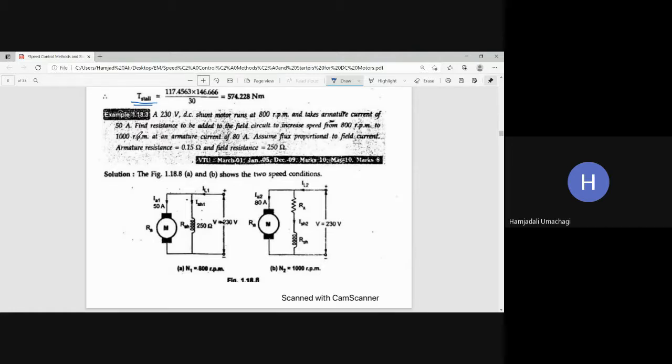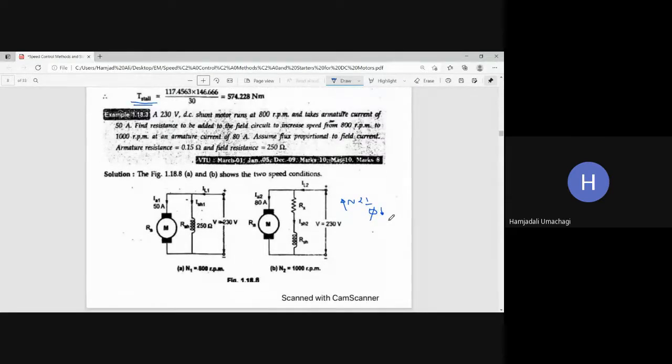Because if I add resistance, then automatically ISH will decrease. If ISH decreases, flux decreases. How is that flux related to the speed? Inversely proportional. N is inversely proportional to the flux. So if ISH decreases by adding the resistance to the field winding, the flux decreases, and then automatically speed will increase. In the flux control method, using this logic only, we are going to increase the speed from 800 to 1000 RPM. Right, now let us see the problem.